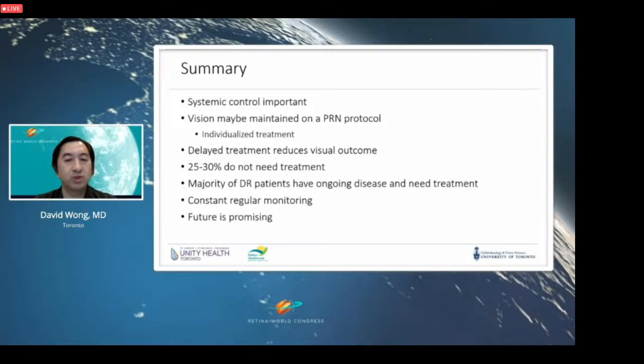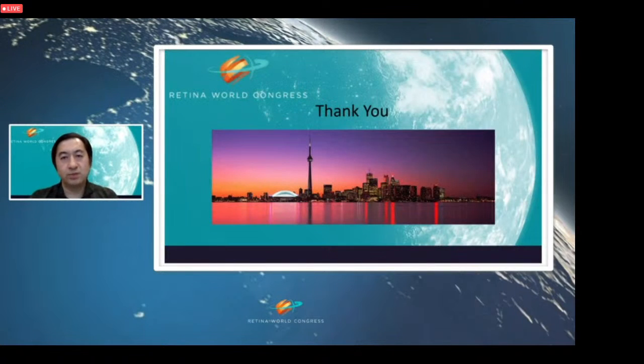Delayed treatment does reduce visual outcome, and I think it's very important to attack this problem early. We did learn this also through our COVID era. 20 to 30% of patients do not need treatment, and it's important to identify which ones. And then the flip side of that is the majority of our diabetic retinopathy patients having edema have ongoing disease and need treatment. That requires regular monitoring. The future is very promising. Thank you very much for inviting and sharing.